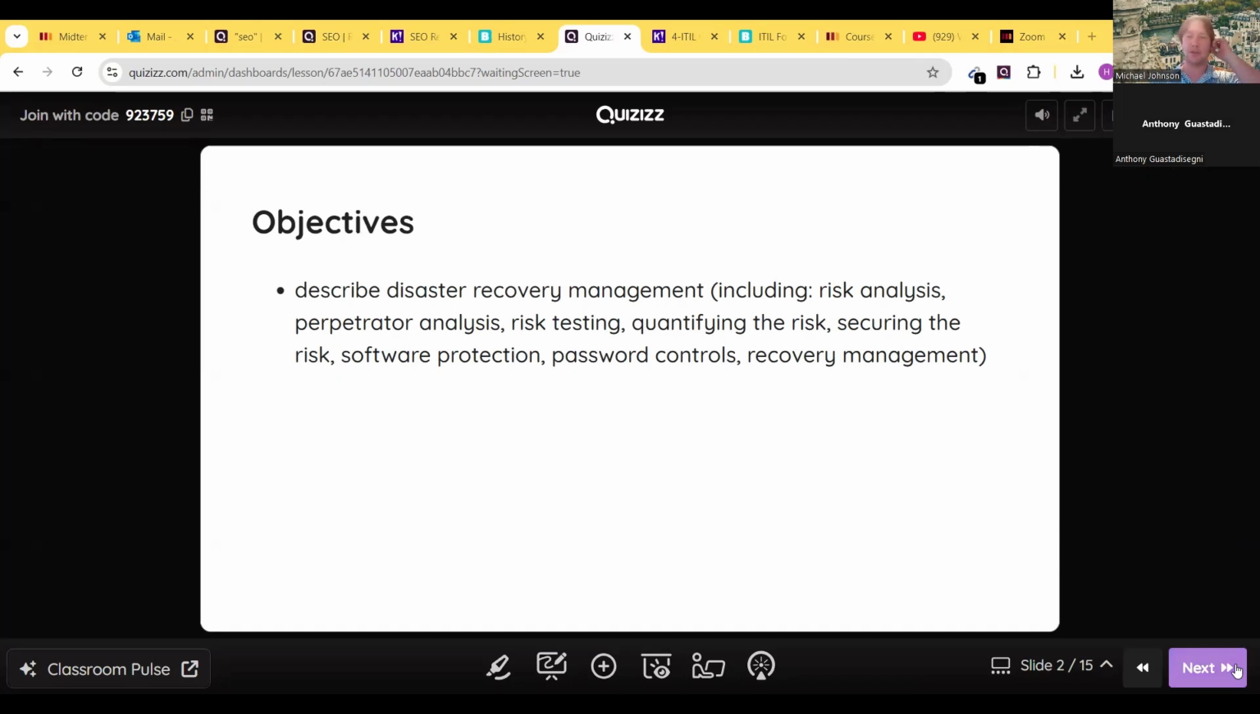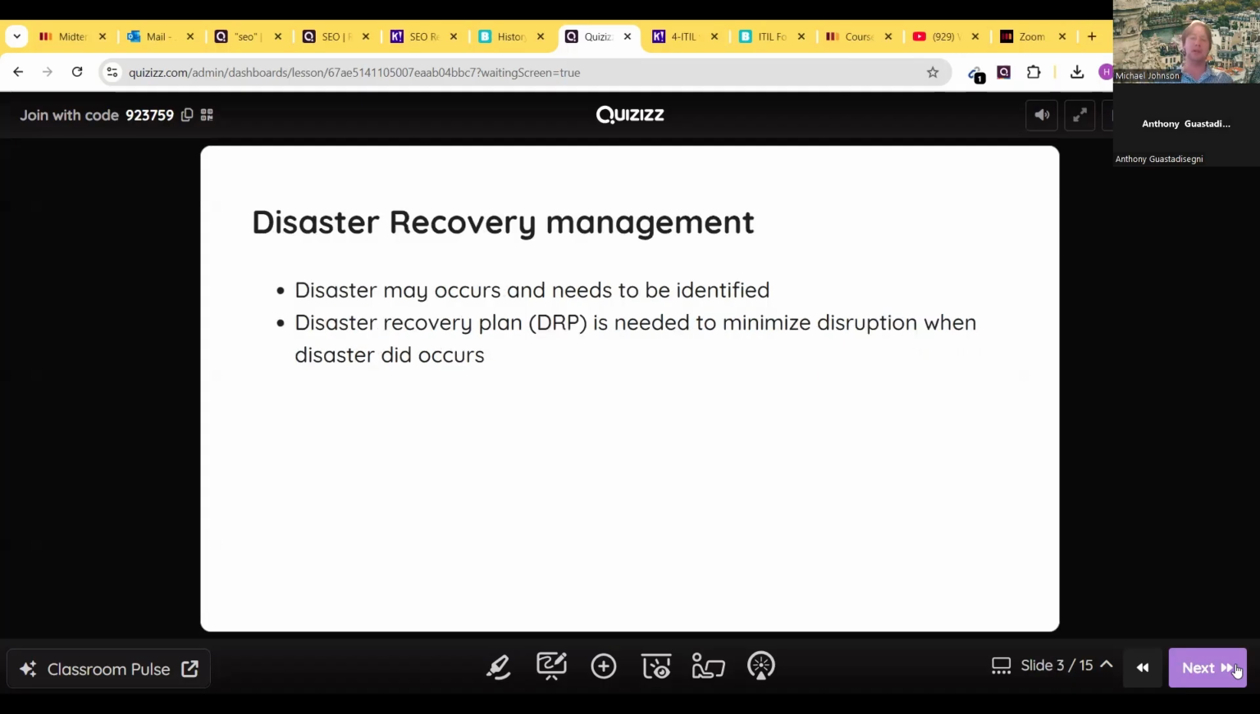Analysis, perpetrator analysis, risk testing, quantifying the risk, securing the risk, software protection, password controls, and recovery management. So disaster occurs and needs to be identified. A disaster recovery plan is needed to minimize disruption when a disaster does occur.